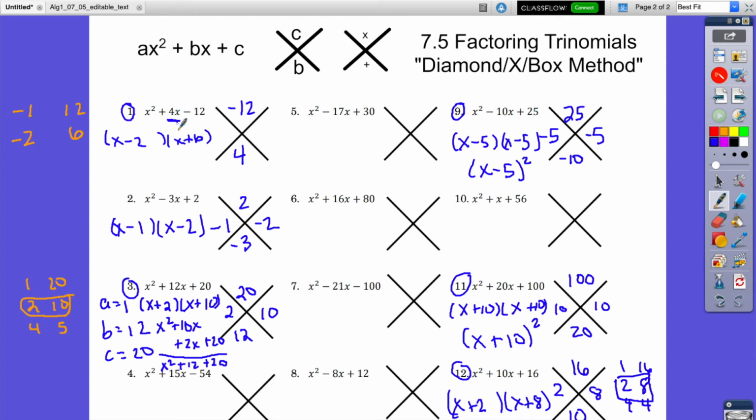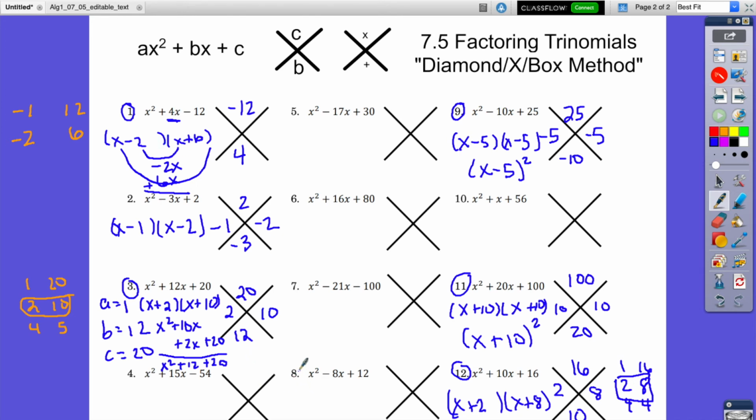I want to check this middle term. So I'm going to multiply these two together. That makes negative 2x. And I multiply these two together. See, it's like a giant smile. And that makes positive 6x. And positive 6x plus negative 2x definitely makes positive 4x when I add them together. So that works. All right, let's move to another one.